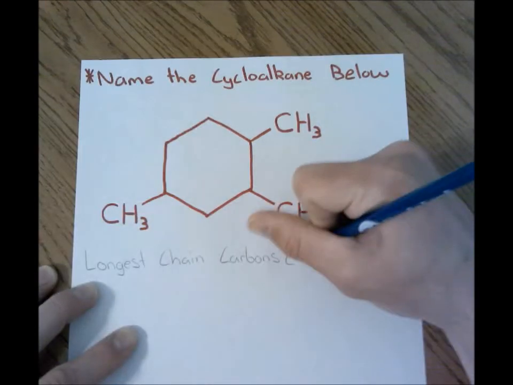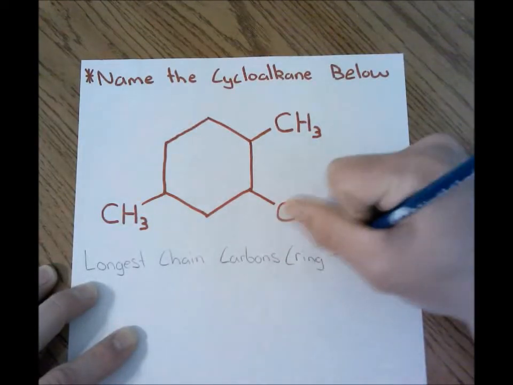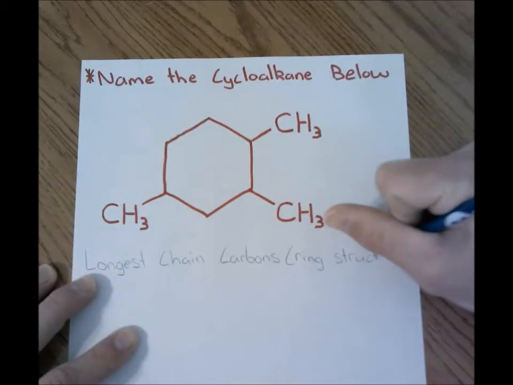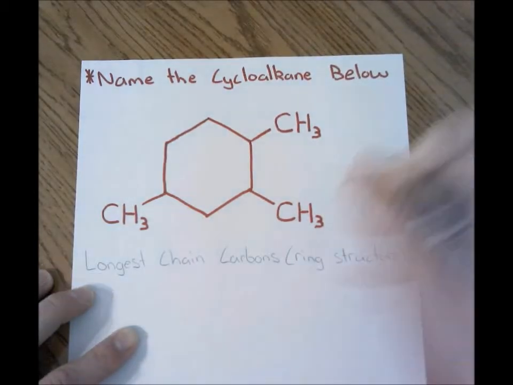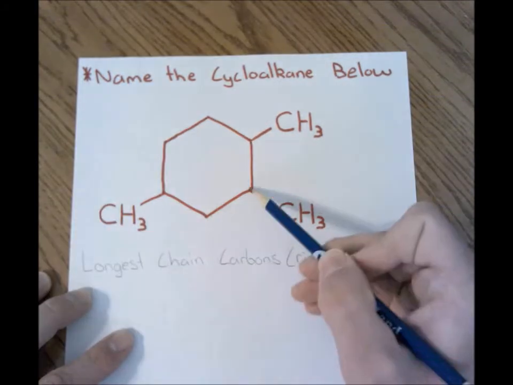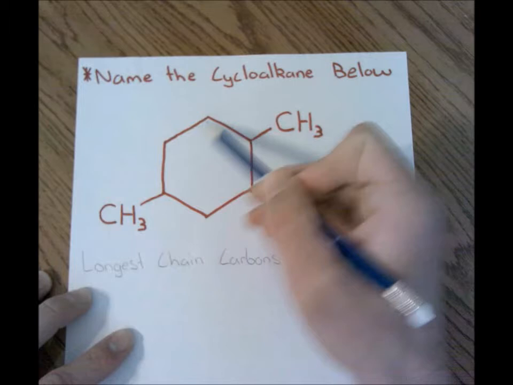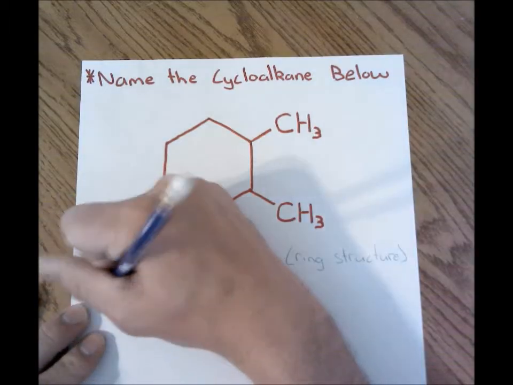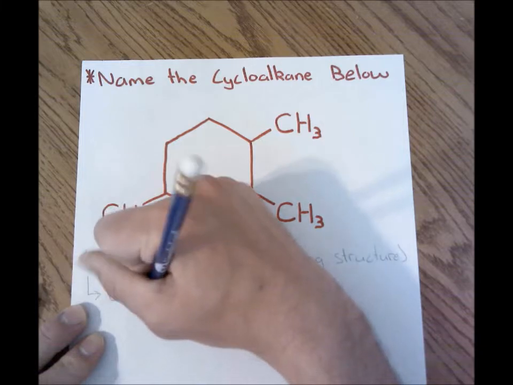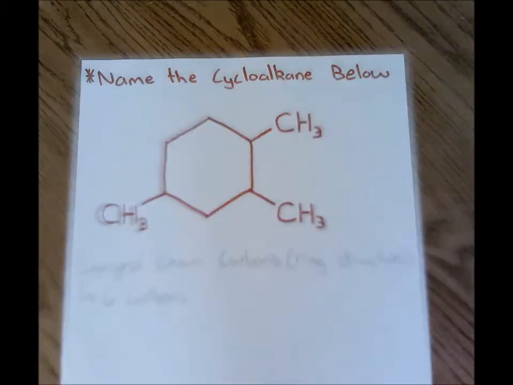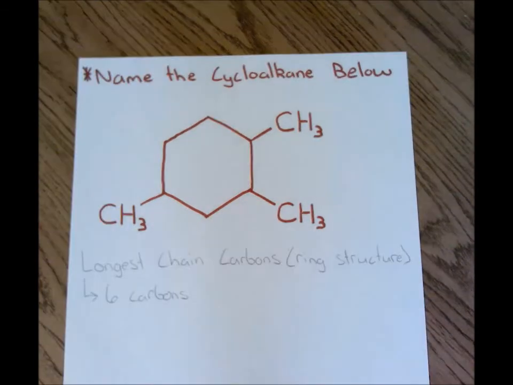Now, each vertex represents a carbon, so we have carbon 1, number 2, 3, 4, 5, and 6. So there are 6 carbons in that longest chain, because it's the ring structure. And then if you look back to section 1, this chart is really important here. We find 6. The name for that is hexane.